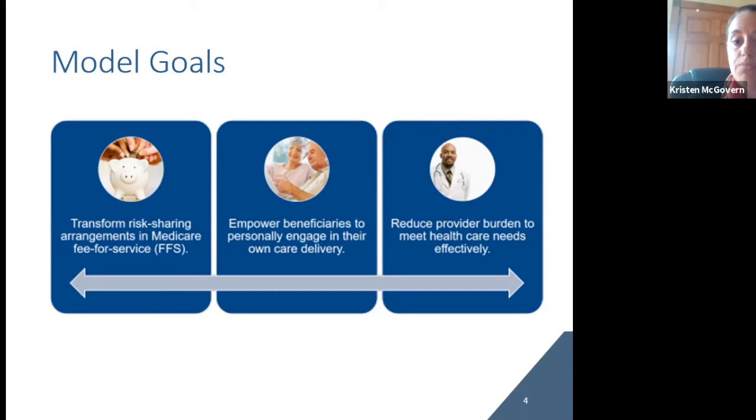And then finally, reducing provider burden to meet healthcare needs effectively. We will again talk about various aspects of the model that aim to enable providers to more efficiently and effectively care for their patients. A big component of that is the payment model associated with this model.